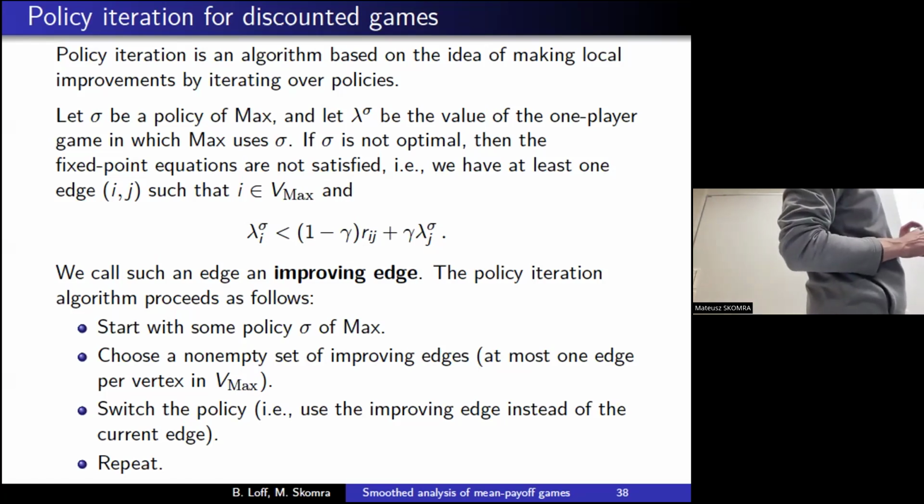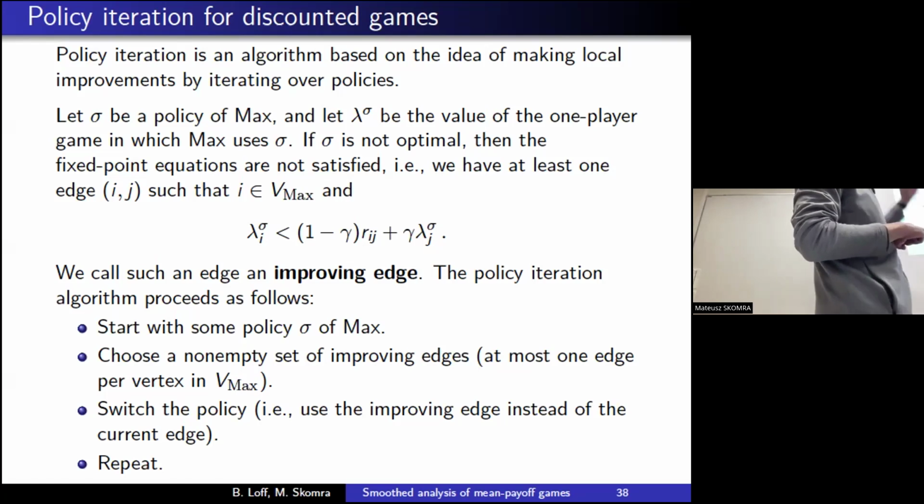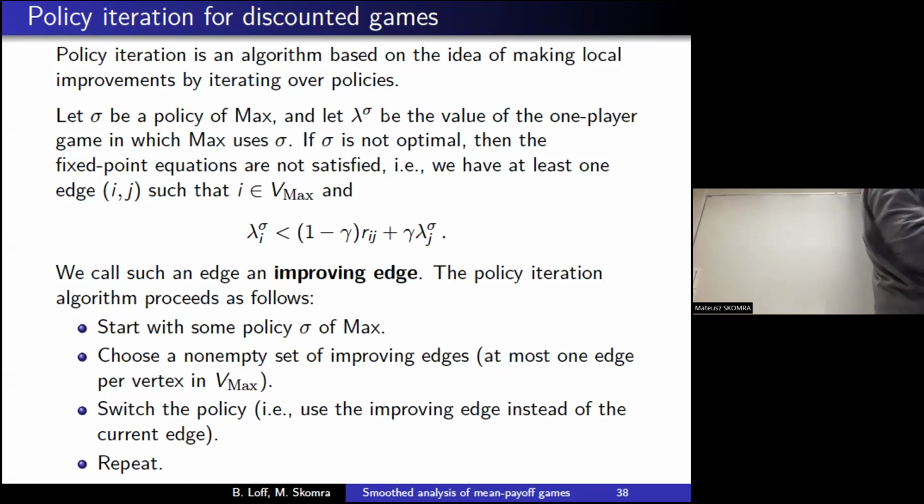So the idea is as follows. I take a policy, I compute the value of the one player game. If sigma is not optimal, then the fixed point equations are not satisfied. So what does it mean? Well, if I am the maximizer, it means that there is at least one edge that satisfies this, so lambda I is not the maximum. In other words, there exists J such that this is greater.